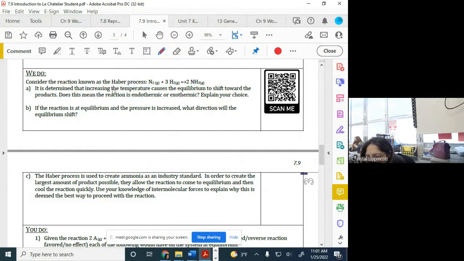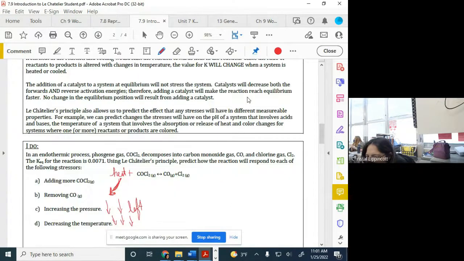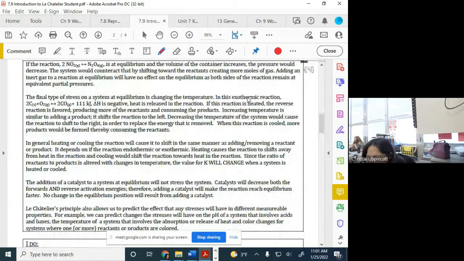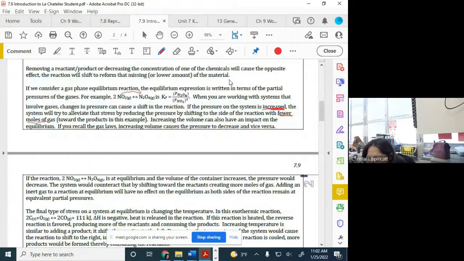All right. So it's determined that an increase in the temperature causes the equilibrium to shift toward your products. Okay. Does that mean that it's endothermic or exothermic? I said endo. No, it is endo. Okay. Well, let's go back up here and read our notes. I thought I had that written down. Yeah, here it is.